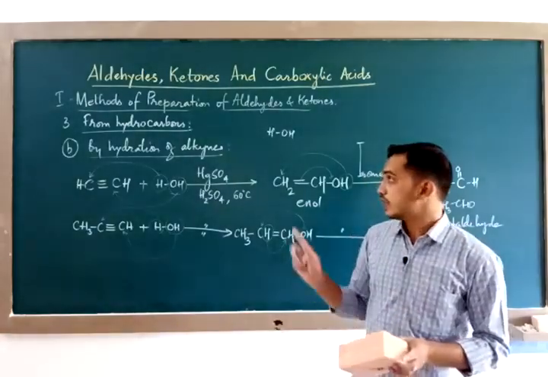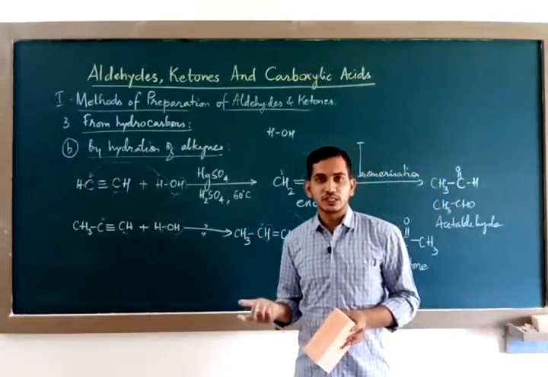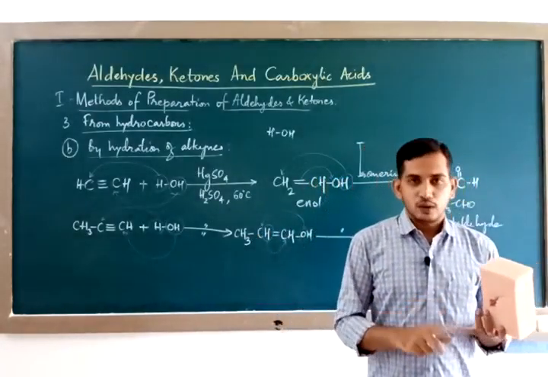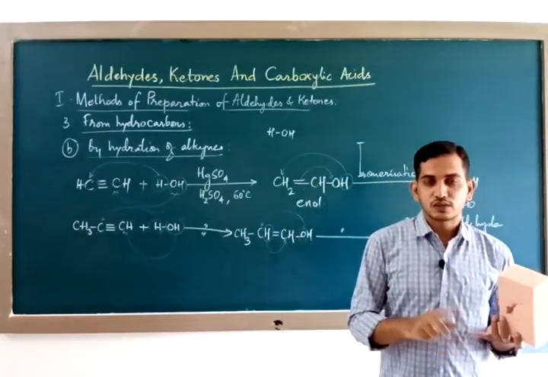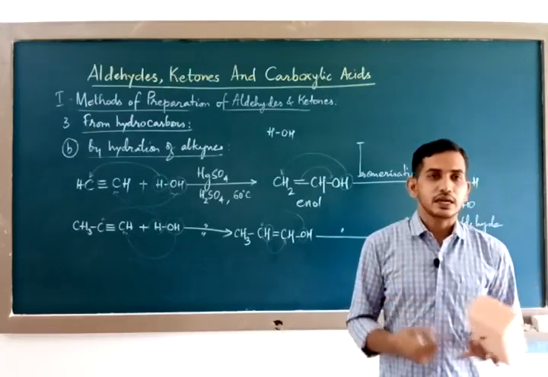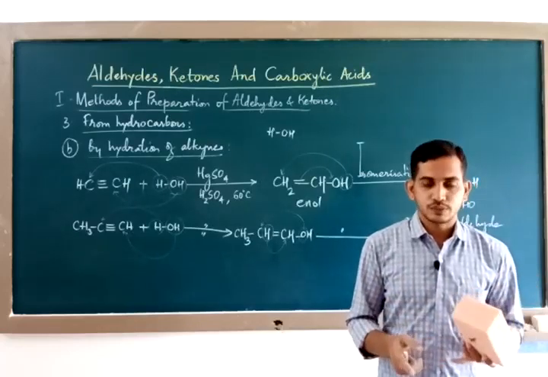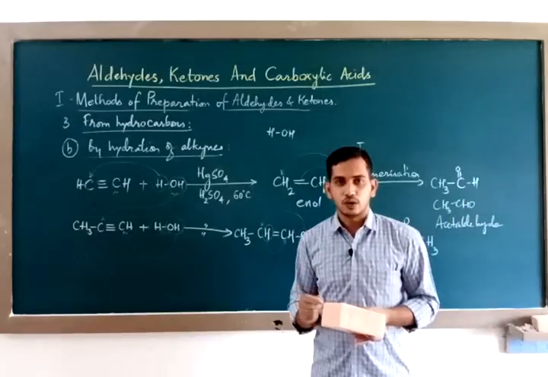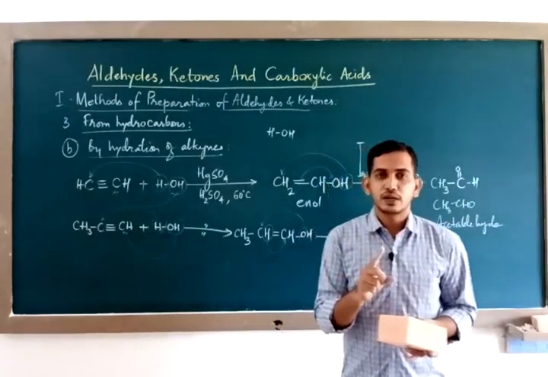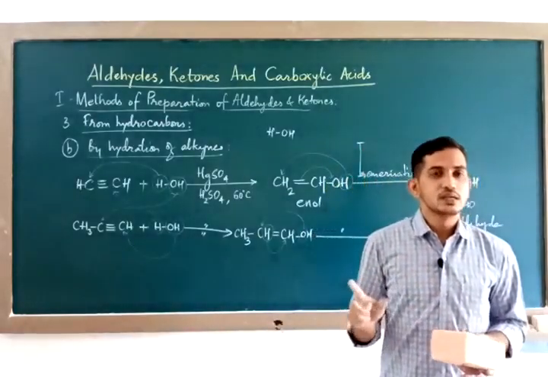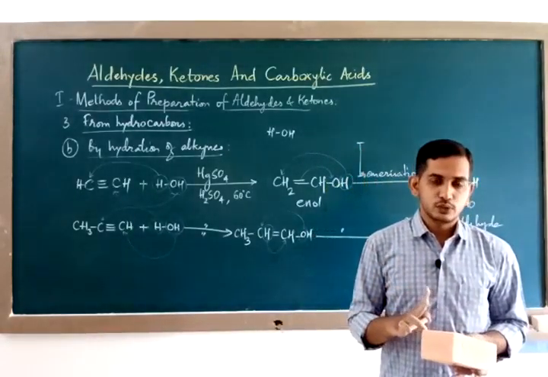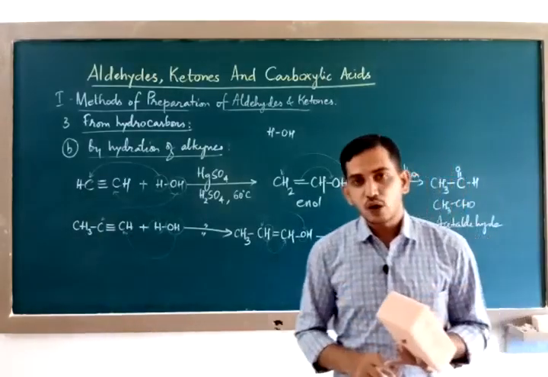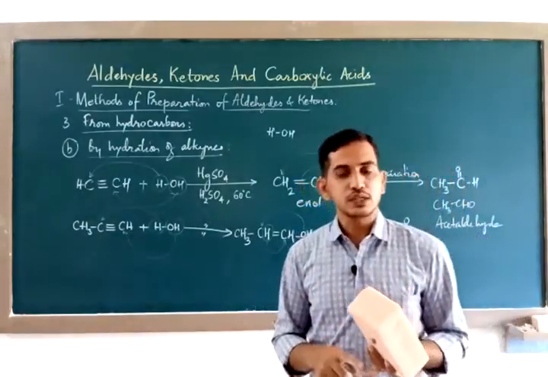Understood? So till now we have studied three methods, out of which the first method was by oxidation of alcohols. Primary alcohols oxidation gives you aldehydes, secondary alcohols oxidation gives you ketones. Second method was by dehydrogenation of alcohols. Primary alcohols dehydrogenation gives you aldehydes, secondary alcohols dehydrogenation gives you ketones. What is the catalyst used? Either copper or silver is the catalyst used.